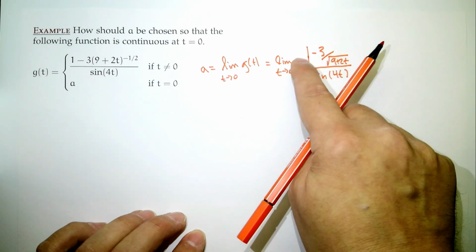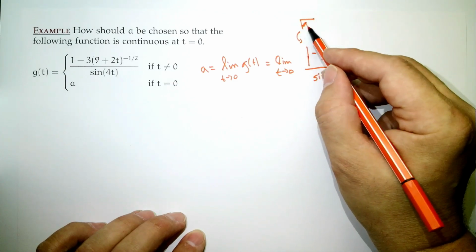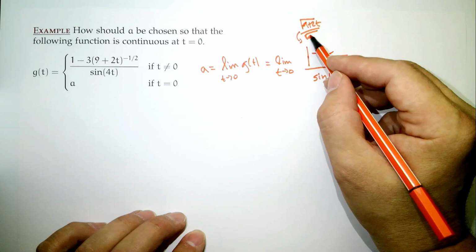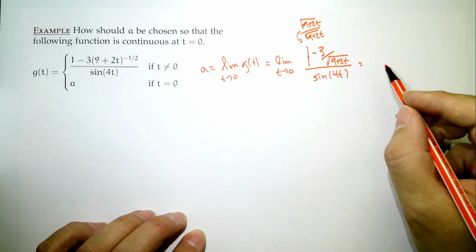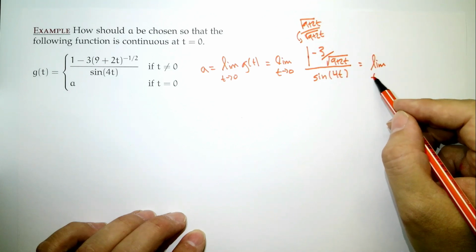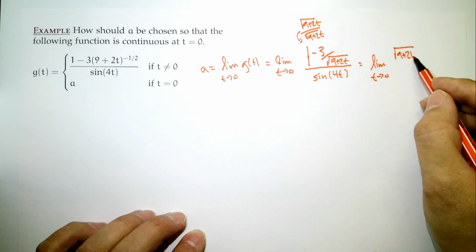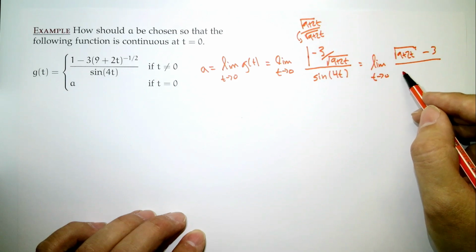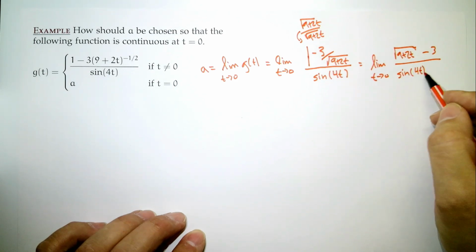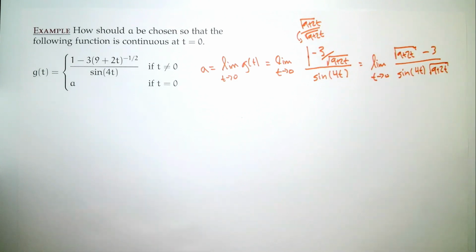So I'm going to replace this 1. This 1 in front, we can write as square root of 9 plus 2t over square root of 9 plus 2t, so we're getting a common denominator. If we do that, and we move that square root of 9 plus 2t downstairs, then this expression is the square root of 9 plus 2t minus 3 over the sine of 4t and the square root of 9 plus 2t. All right, so that's just a little bit of gentle massage.